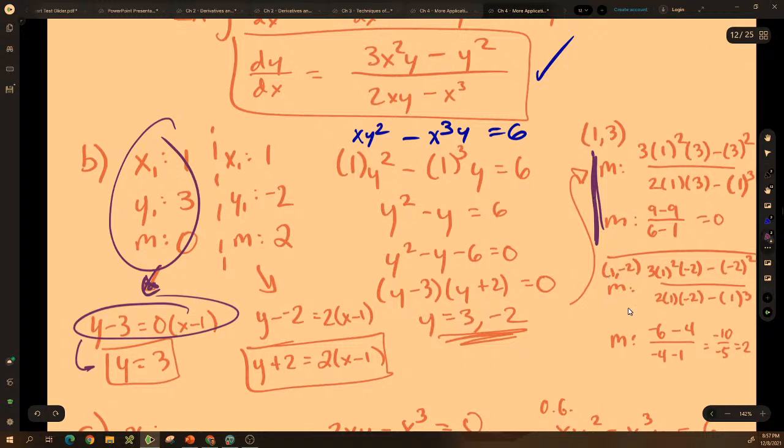Then I do the same process over here on the right, for 1 and negative 2. I'm plugging into dy/dx. Anywhere I see an x, I'm plugging in 1. This time, anywhere I see a y, I'm plugging in negative 2. So we do all that work. We get negative 6 minus 4 over negative 4 minus 1, which simplifies to negative 10 over negative 5, which is 2. So this slope is 2. So this is y minus y1 equals m times x minus x1. I just changed the negative to positive, and that's my answer.